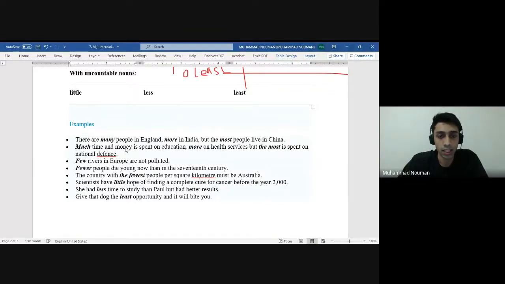Much time and money is spent on education, more on health, but the most is spent on national defense. Few rivers in Europe are not polluted. Fewer people die young now than in the 17th century. The country with the fewest people per square kilometer must be Australia. Scientists have little hope of finding a complete cure for cancer before the year 2000, okay?